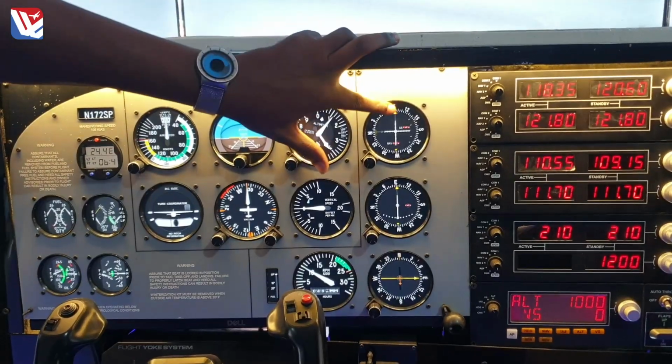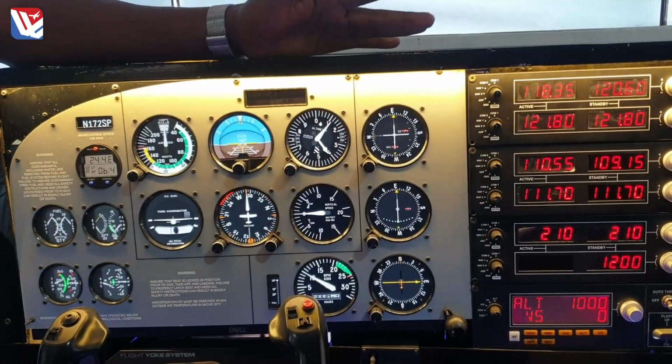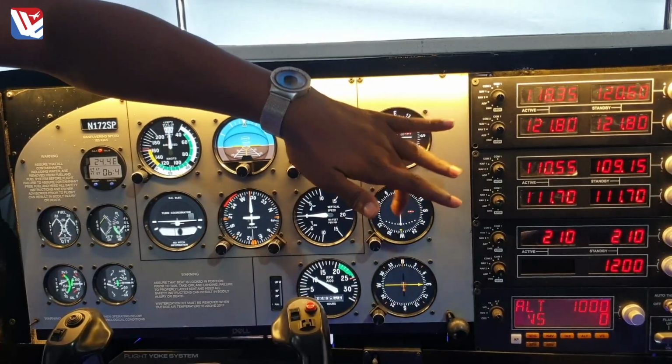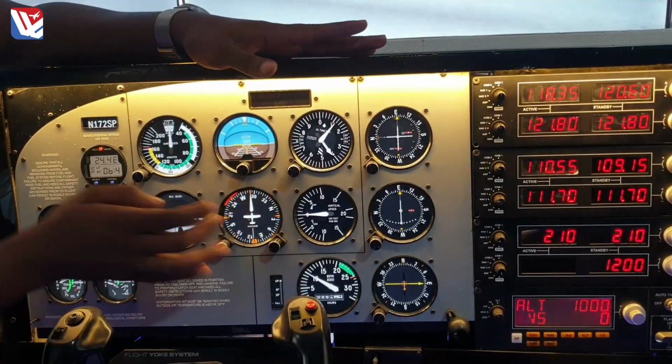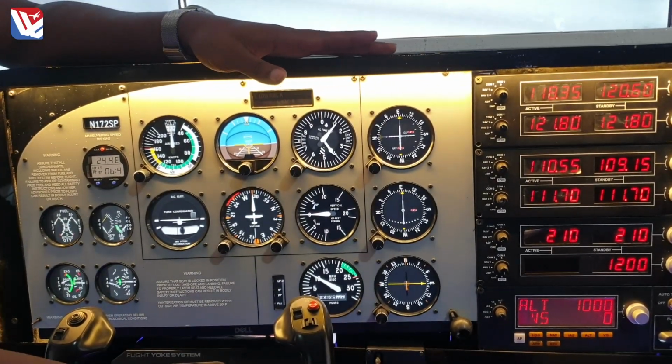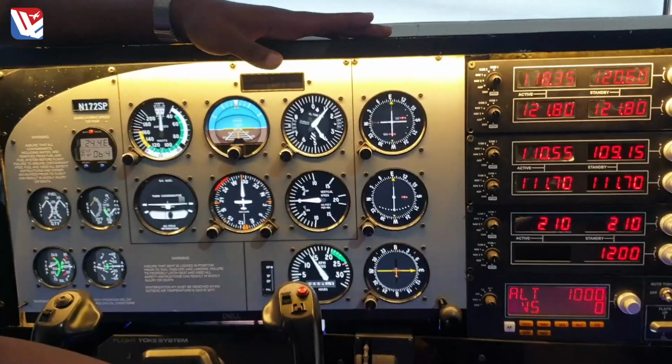Then this is the ILS or navigation. This is a bit complicated. These are the compasses. This is the main compass. The main compass. So when you turn the aircraft, for example, you press to the left.